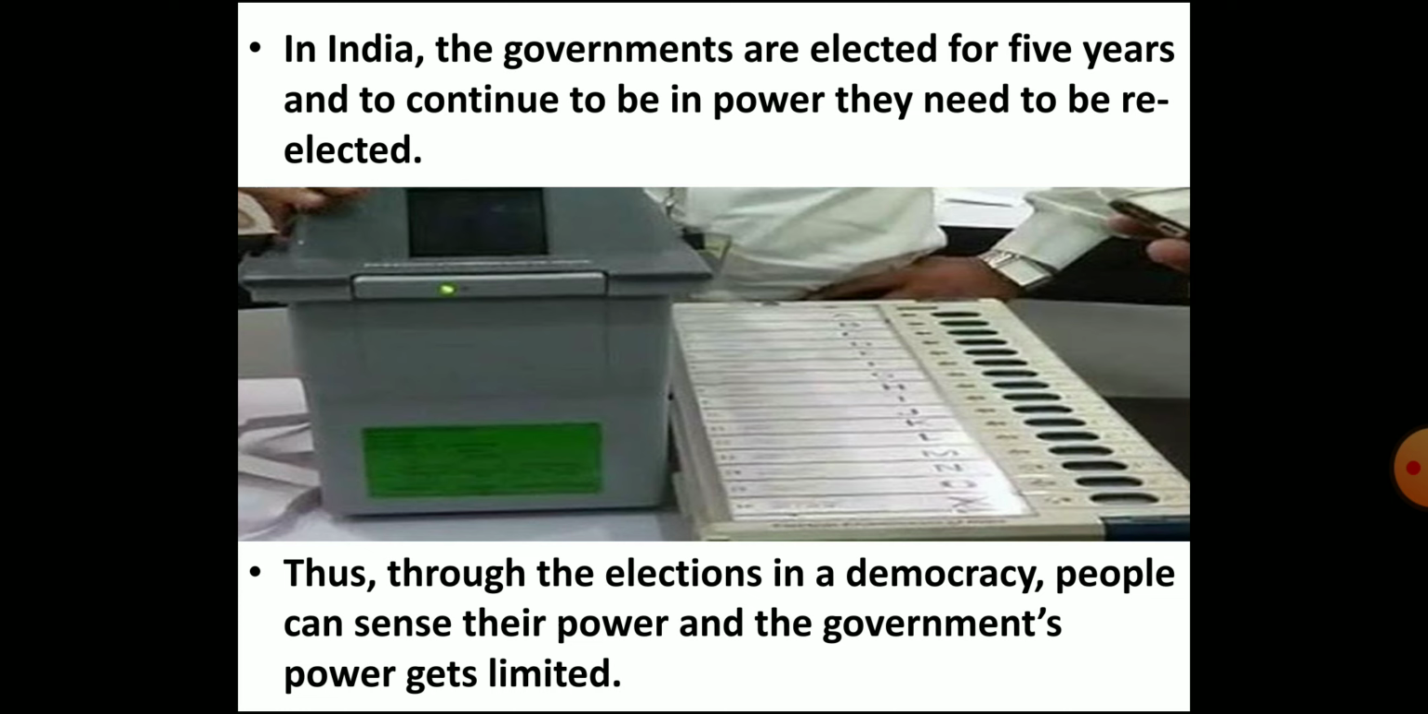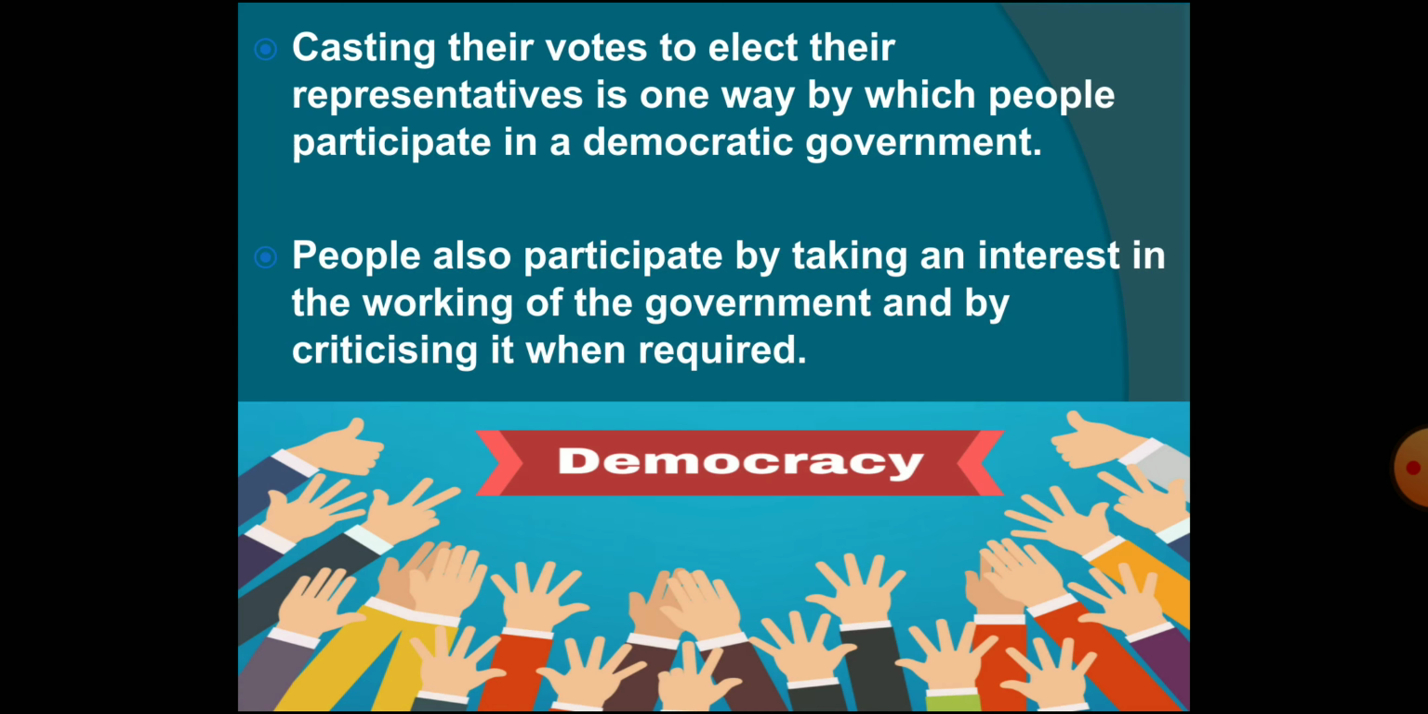If the people are not satisfied with the functioning of the government, they have the power to change their decision in the next election by electing some other leaders as their representatives. And therefore, regular elections also check and limit the power of the government. So, children, by casting their votes and electing their representatives, people participate in a democratic government.